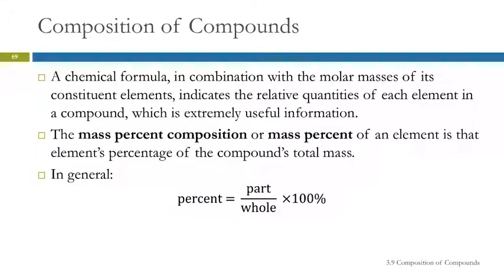Composition of compounds. So chemical formulas tell us about the composition of compounds. They tell us the number of atoms of each different type of element.